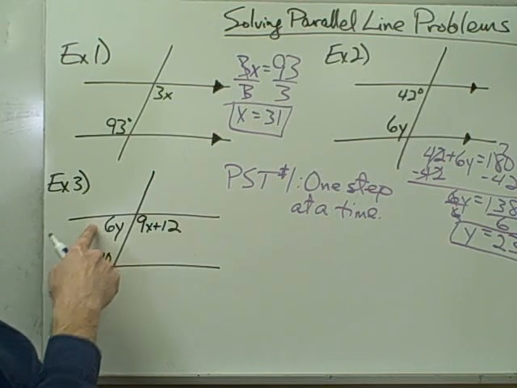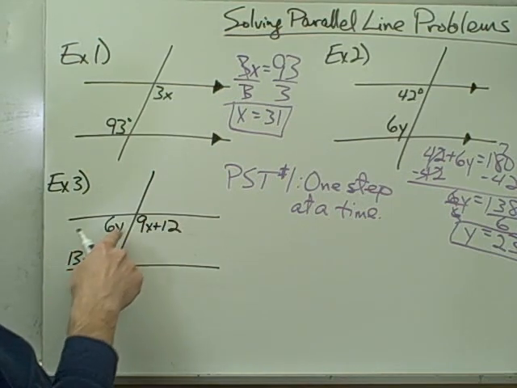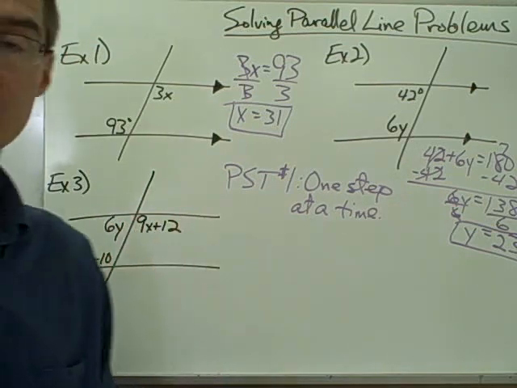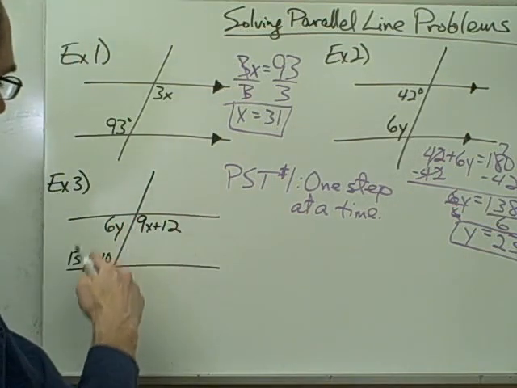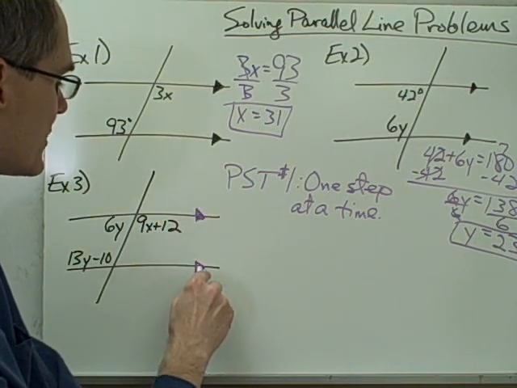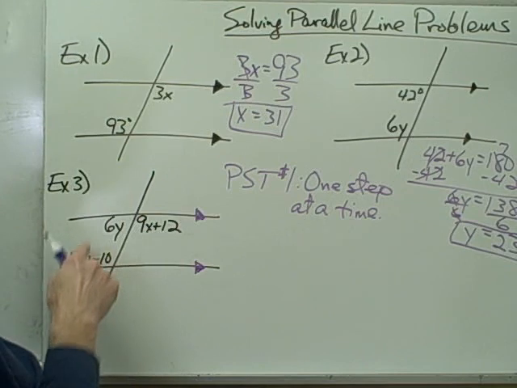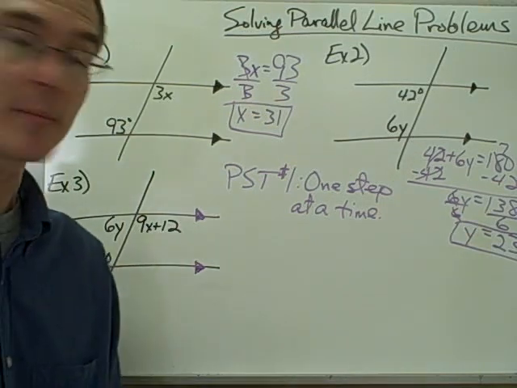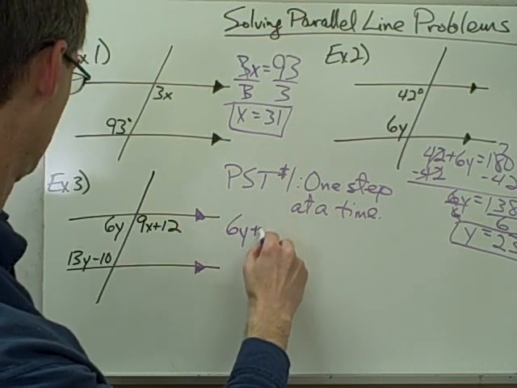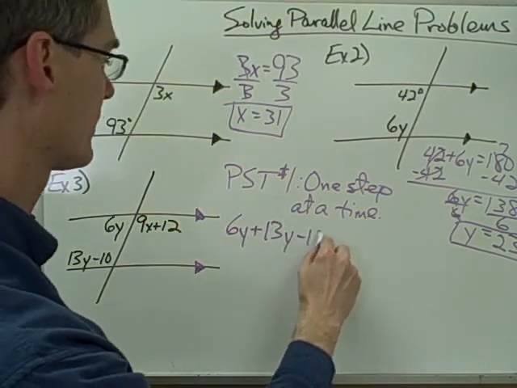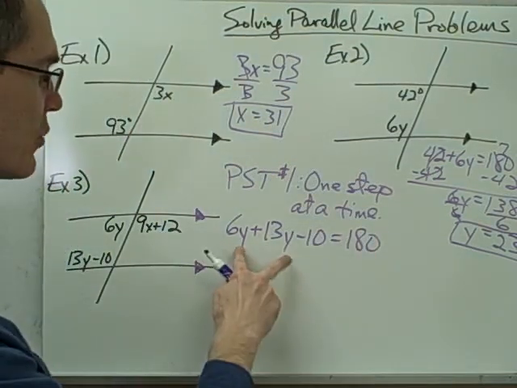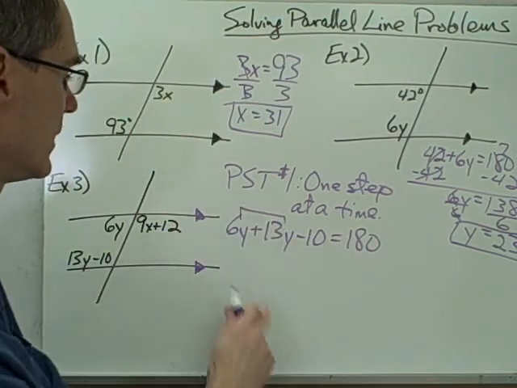So how about if I look at this value and this value? They both contain y. These are same side interior angles. I know from my same side interior angle theorem that if two parallel lines, and these two lines here are parallel, if two parallel lines are cut by a transversal, same side interior angles are supplementary. So I can add these two angles together and set them equal to 180. Now I've got an equation. I want to solve it for y.